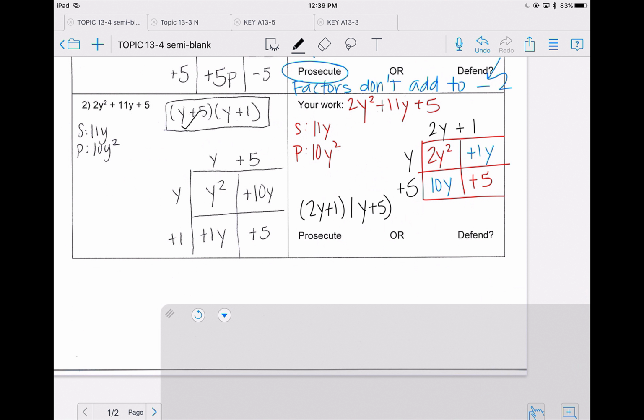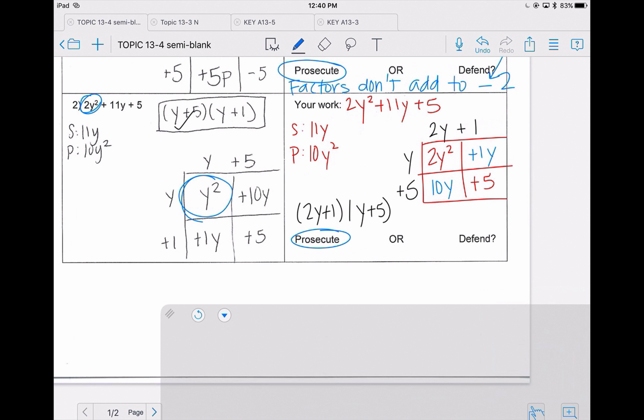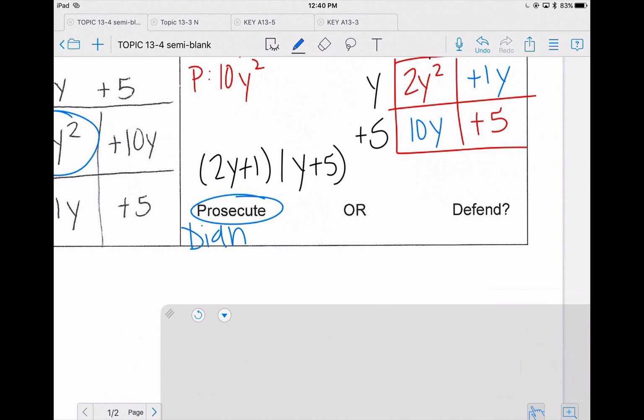So this is the same, but this one is different. I got a 2y plus 1, and they just got y. Let me see what's different in my box. I used the same factors, but flipped. Oh, look what they did here. They did not put the first thing in correctly. So I would prosecute this one as well, because they did not put factors or terms, I'll say terms, in the box correctly.